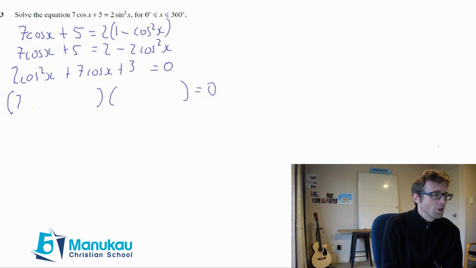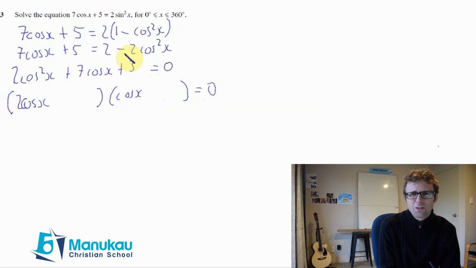We're going to have a 2 cosine x, and we've got plus 3 at the end, which means we either have 1 and 3 as factors or minus 1 and minus 3 as factors. But since we've got a 7 cosine x, they're both going to have to be positive. We're going to have to times that 2 cosine x by 3 to get 6 cosine x, and then the 1 cosine x by 1 to get the 7th one.